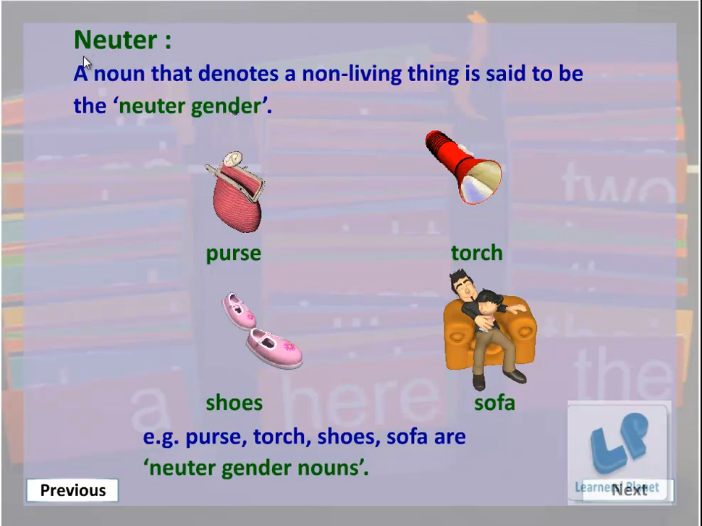Lastly, there is neuter. A noun that denotes a non-living thing is said to be the neuter gender. For example, a purse, torch, shoes, sofa.